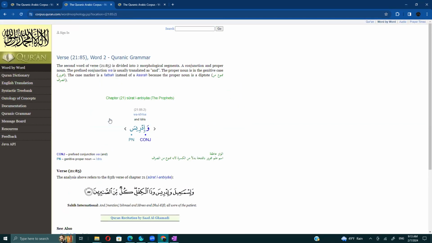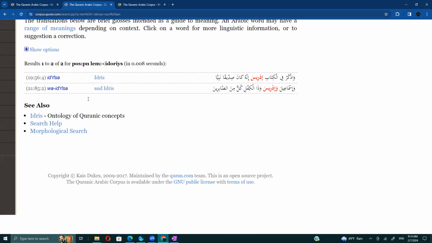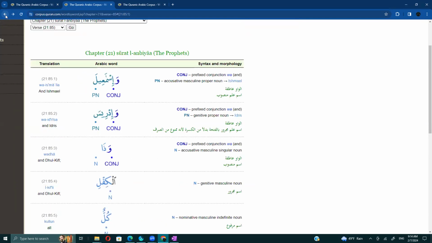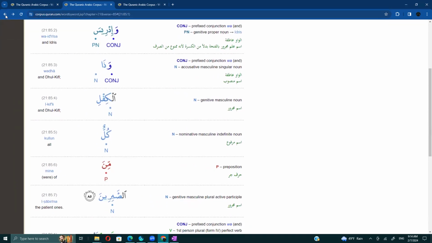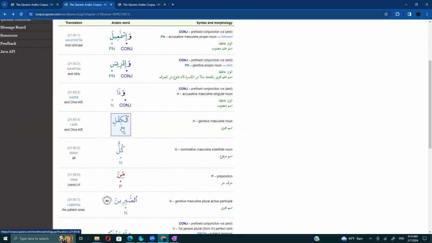How can you find out? Let's say Idris too, Ismail. It's Idris. That's what we know. Because Idris has occurred only 2 times in the Quran. Idris, mabni. And what about Dhul Kifl? Even this is Mabni, right? I mean, no, this is not Mabni. What about Dhul Kifl?